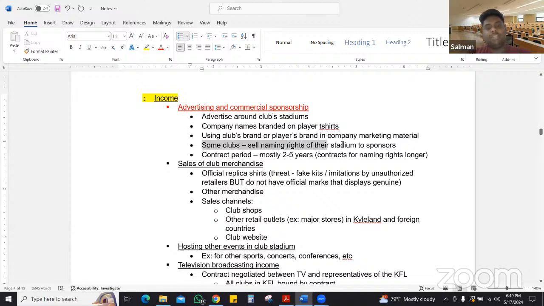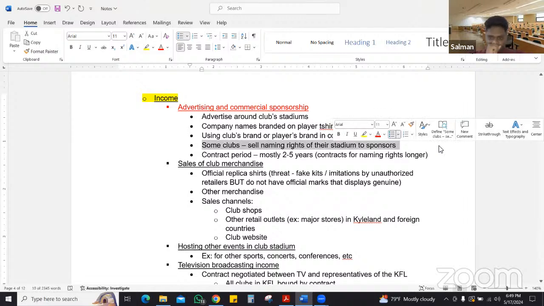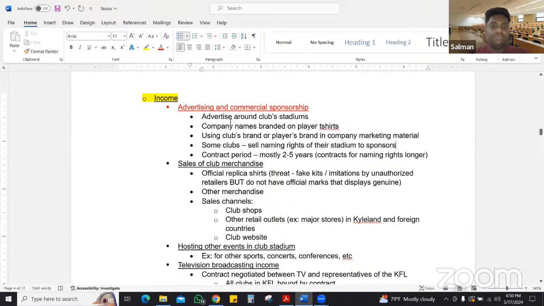Some clubs sell naming rights of their stadium to sponsors. So this is something very serious. Some clubs even sell their ground name, that also can be sold to a sponsor. Now in Sri Lanka, if you look at these cricket grounds, there are grounds where the name is under a particular celebrity. The name has been sold. I don't know how it operates here, but in football, each club will have their own ground. They can even sell the naming rights to the sponsors.